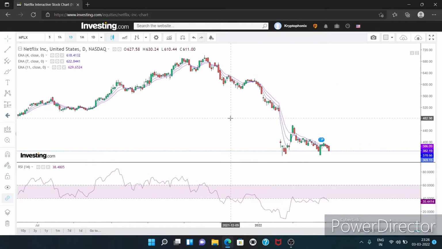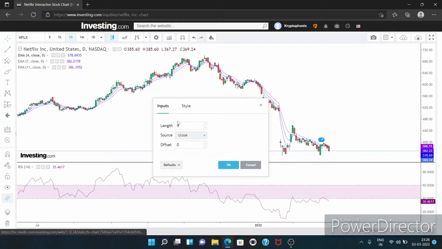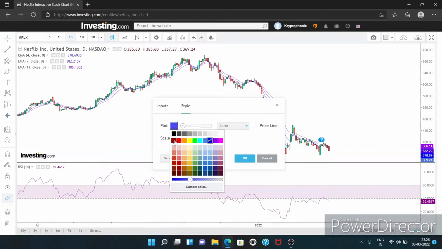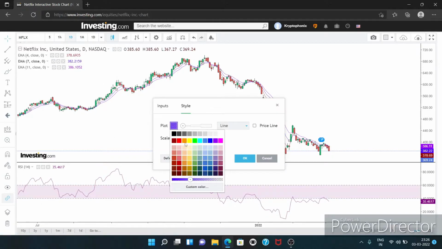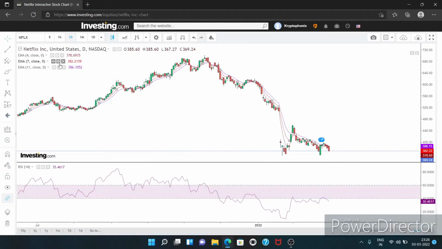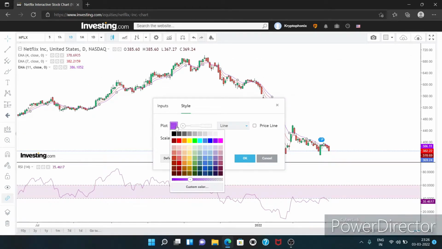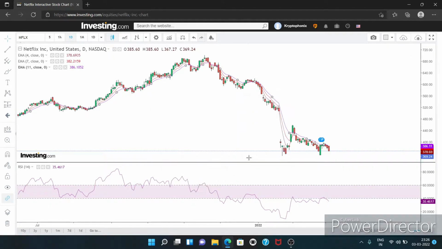Now, for the signals, what we need to do is identify the crossovers of all the 3 EMAs. If we look over here, before this point, one thing that we should do is change the color for better understanding. Let's make this one brown, second one orange, and the third one, let that be violet.